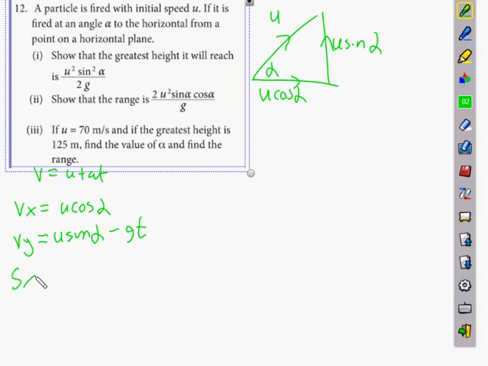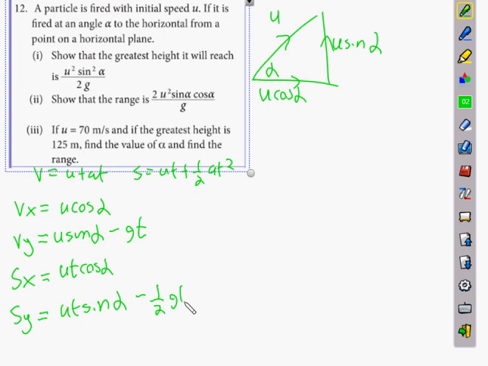Sx. So you're talking about s equals ut plus a half at squared. U is U cos alpha, so ut cos alpha, because I won't say U cos alpha t, I'll put the variables together. So ut cos alpha, is that okay? And then no acceleration, because it's along the x-axis. Sy is ut sine alpha minus a half gt squared. You happy enough with that?